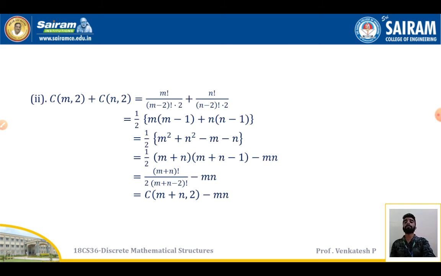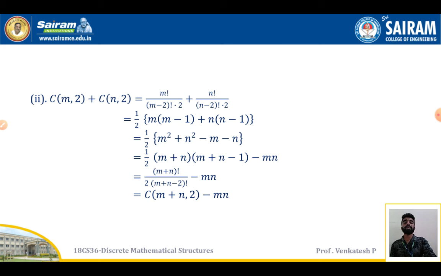Second one: C(m, 2) plus C(n, 2). So m factorial by (m minus 2) factorial by 2 factorial, plus n factorial by (n minus 2) factorial by 2 factorial. I'm taking 1 by 2 as common factor. So this will be equal to m into (m minus 1), and this will be n into (n minus 1). By multiplying this, I'll be getting what? m square plus n square minus m minus n, which will be equal to (m plus n) into (m plus n minus 1) minus m into n. On simplifying this further, from this I'll be taking common factor.